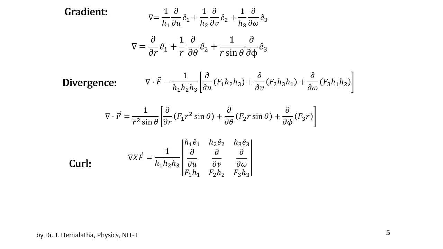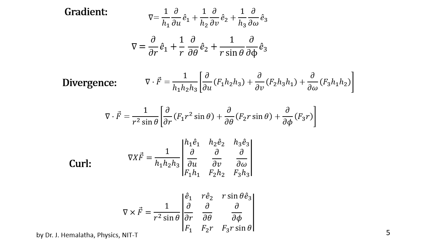For curl, we know the general expression from the curvilinear system. Here also replace all the metric parameters and u, v, w with appropriate values or expressions. We get curl like this. Del cross f is 1 by r square sin theta times the determinant of the matrix with the first row elements as E1 cap, r E2 cap, r sin theta E3 cap, dou by dou r, dou by dou theta, dou by dou phi in the second row, and F1, F2 r, F3 r sin theta in the third row.